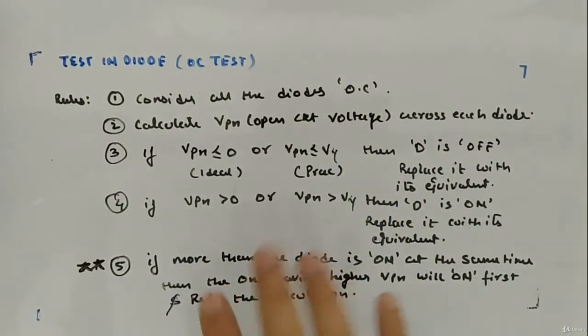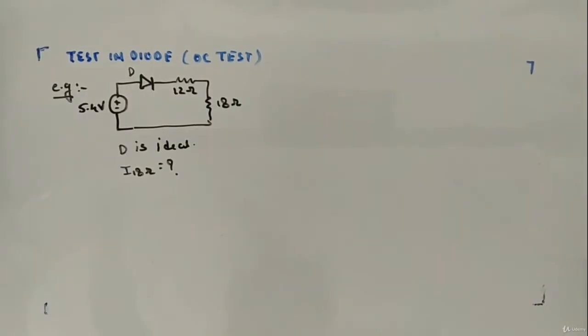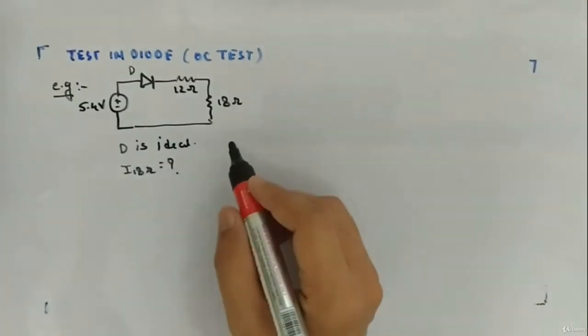So these are the rules I'll be following in the open circuit test. Now we will apply it to examples. Okay, so let's look at the examples we have seen in the short circuit test as well, but this time we will solve them with the open circuit test.